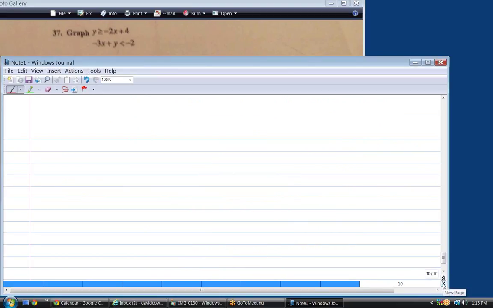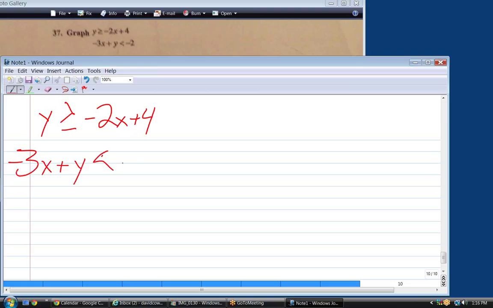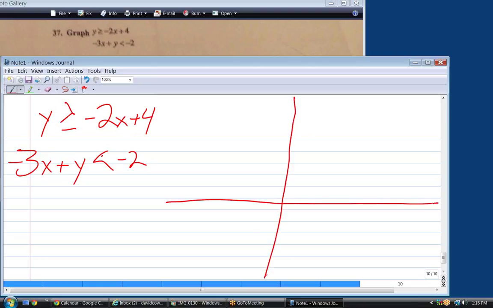Here we have two different inequalities. We have y is greater than or equal to minus 2x plus 4. And then we have this other thing that's not in terms of y, it's in standard format. Okay. Our goal is going to be to graph both of them and find the common area. In other words, we graph both of them, shade both of them, and wherever both of them are shaded at the same time, that's our solution. So let's graph number 1.